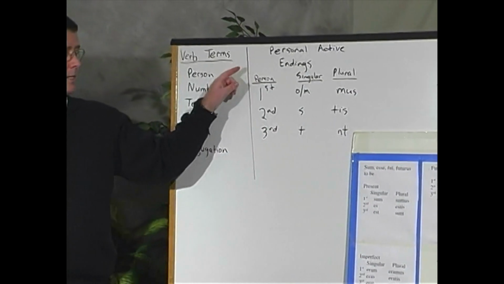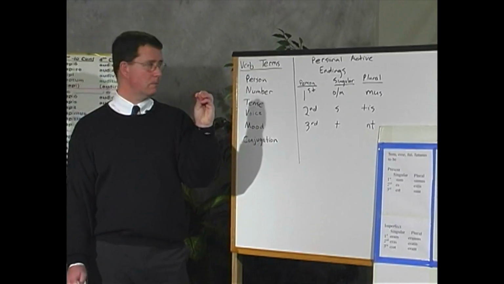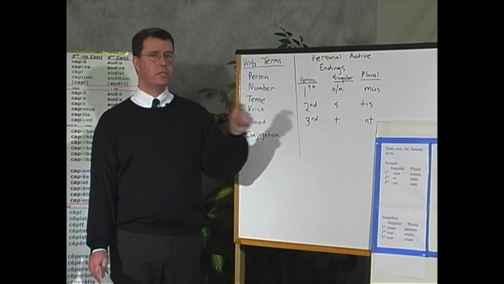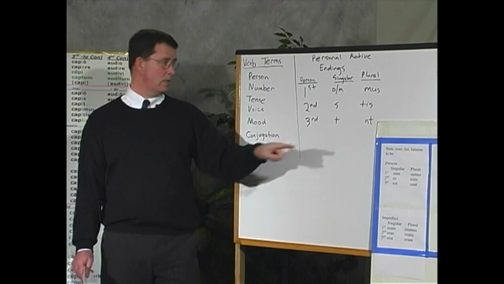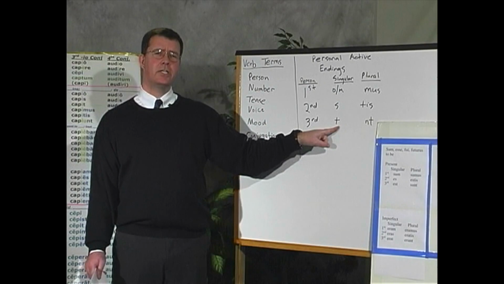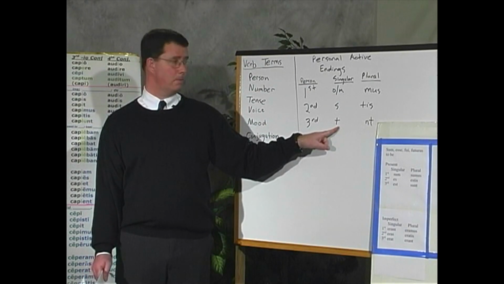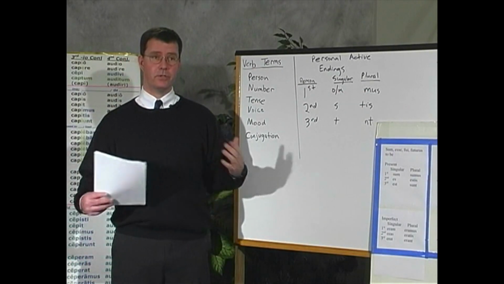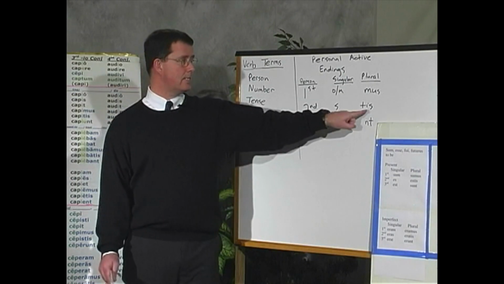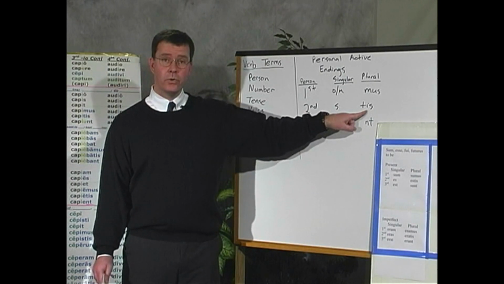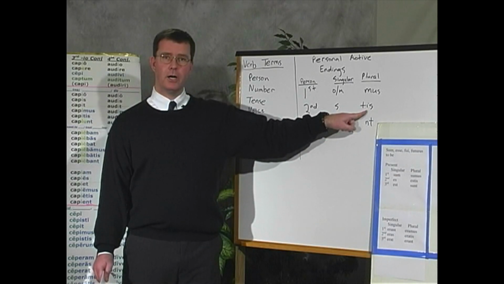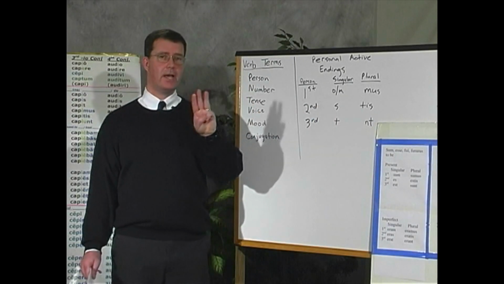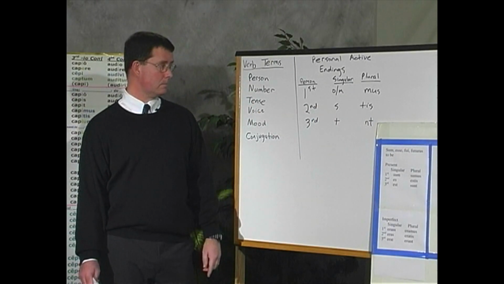These personal active endings indicate who the subject is. O or m indicates I. S indicates you in the singular. T indicates he, she, or it, third person singular. Mus indicates we in the plural, that is first person plural. Tis indicates you in the plural, y'all, as they say in the South. And nt indicates they, third person plural.